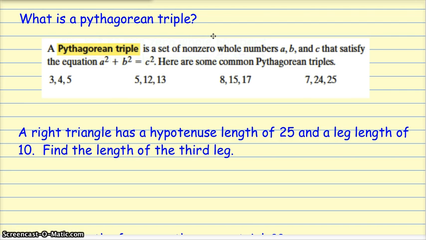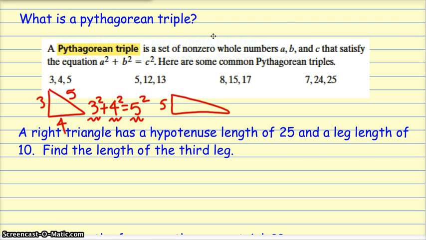So if you were to take something that's the length of 3, something that's length of 4 and 5, 3 squared plus 4 squared equals 5 squared. It's a Pythagorean triple because each number is nice, non-decimal, non-zero. If you were to do 5, 12, 13, 5 squared plus 12 squared equals 13 squared. Pythagorean triples are those nice answers where you won't have to round.